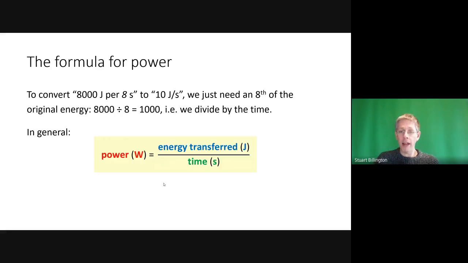So if we write that as a formula, that's our way of calculating the power of a device. So power is energy transferred divided by time. You need to write that down and put it in a box and make it look important.